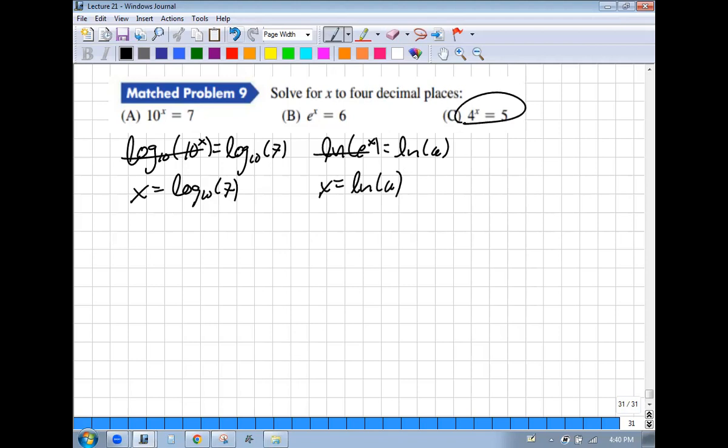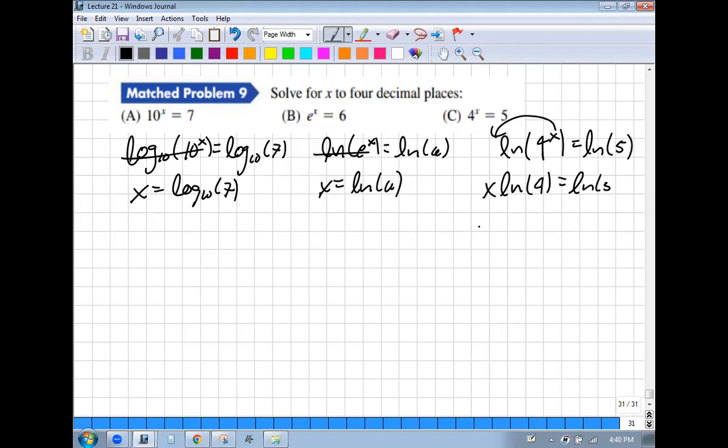I do not have a log base 4 button. So instead of going log base 4, I'm just going to use natural log, or you could do log base 10. It doesn't matter. Just pick a log whose base you can calculate. The x will come out front. So now I can just divide by that. All right, and I have a natural log button, so I can evaluate this.